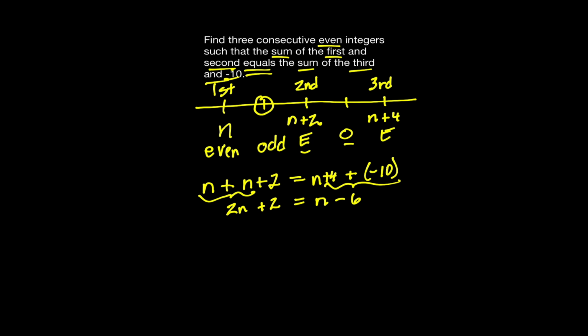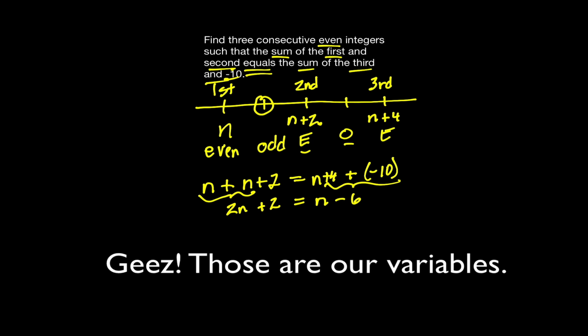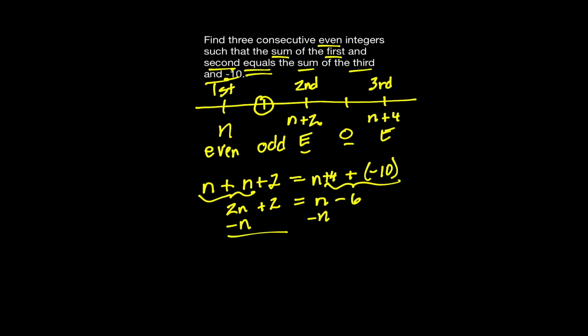Let's see. I kind of like to put my n's on the left-hand side, so I'm going to subtract n on each side. And if I subtract n on each side, that's going to put my n's on the left-hand side. So I want to put these constants on the right-hand side. So I get rid of these on the right. I should change color. Got rid of these on the right and these on the left. So n is equal to negative 6 and minus 2. So negative 6, take away another 2, is minus 8. So n is equal to negative 8.